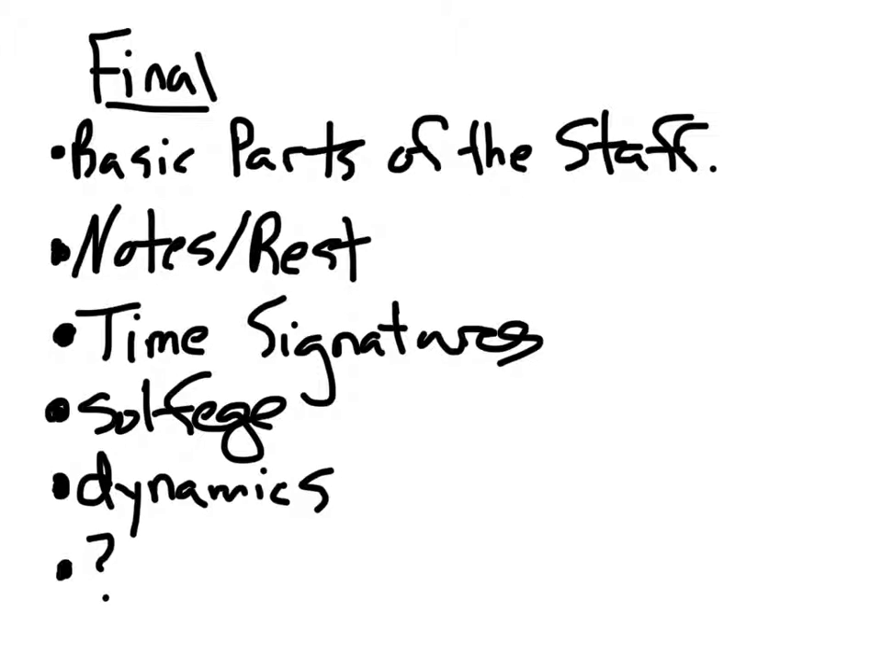This is a rundown of what the final is going to look like. Don't forget your basic parts of the staff. They're pretty important to know. This includes your clefs, the staff itself, the grand staff, the different voice parts, the different types of repeat signs. There may even be terms that are a little less familiar, but we can still identify, such as ledger lines. Notes and rests are very important. You need to know the names. You need to know the number of beats. You need to be able to recognize them by sight.